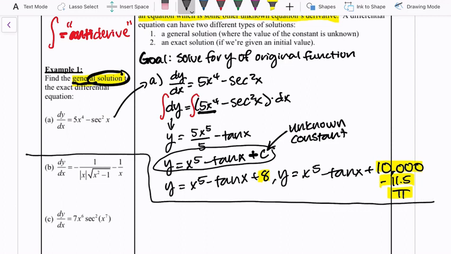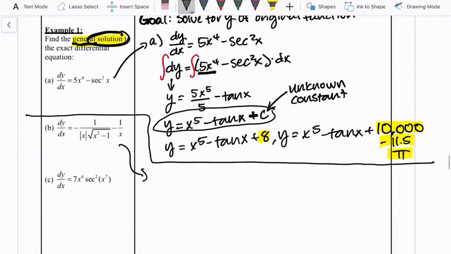Let's look at B. Okay, so we have this derivative, dy dx is equal to negative 1 over the absolute value of x times the square root of x squared minus 1 minus 1 over x. So I'm already going to go ahead and separate out my differentials. So I'm going to have dy is equal to negative 1, all of this good stuff, and all of this is being multiplied by dx.